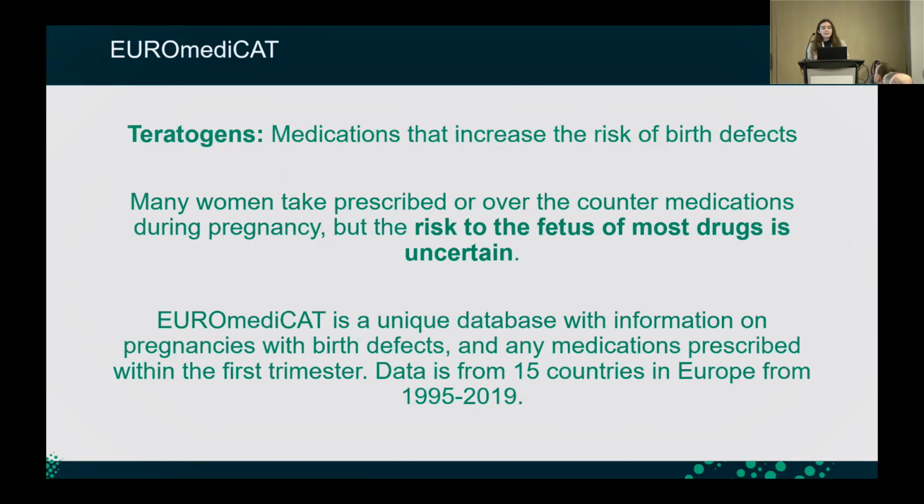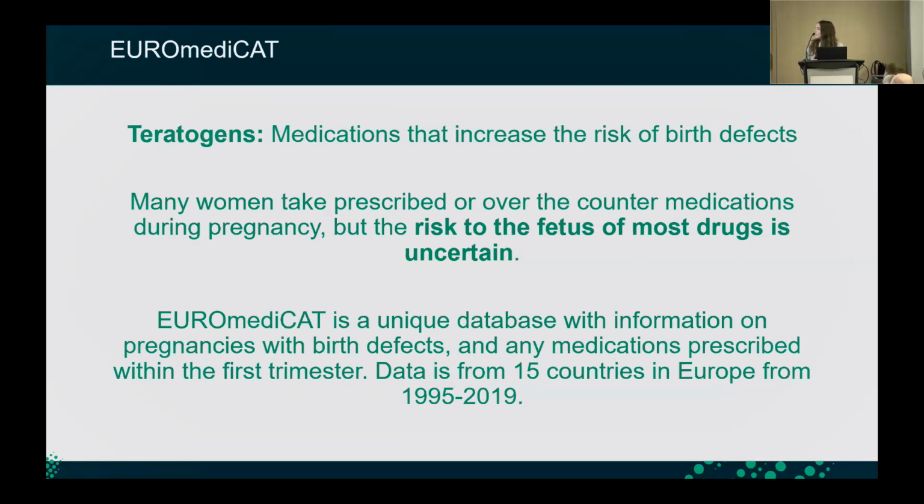So we're interested particularly in teratogenic medications. These are medications that increase the risk of birth defects when taken during pregnancy. And actually, the majority of pregnant women take prescribed or over-the-counter medications during pregnancy, but the risk to the fetus for most medications is unknown. So we're using EuroMedicat. This is a unique database with information on both birth defects and the medications taken during the first trimester of pregnancy.